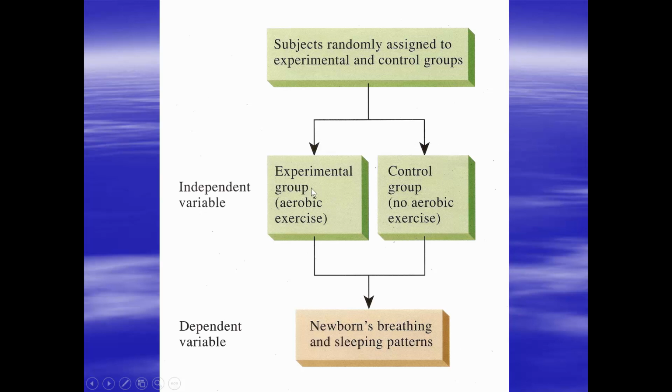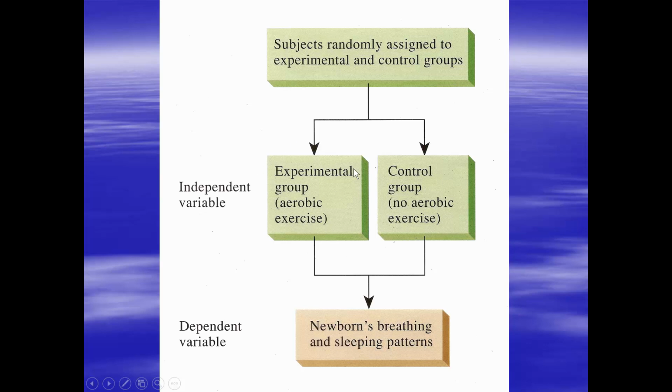The experimental group is exposed to the independent variable. In other words, they go through that new aerobic exercise program. It's our treatment that we're testing. The control group of pregnant moms do not go through the aerobic exercise program. In other words, they would do what normal pregnant moms would do during pregnancy. We then wait for their babies to be born, and now we are going to measure the dependent variable in their children. So we would look at the babies and measure their breathing and sleeping patterns for each child.